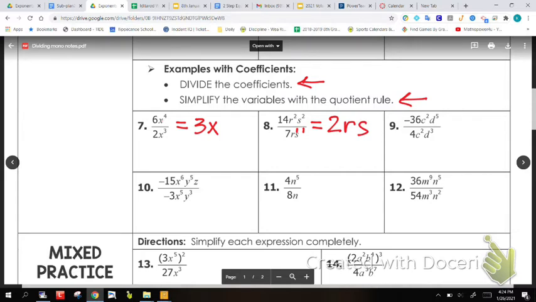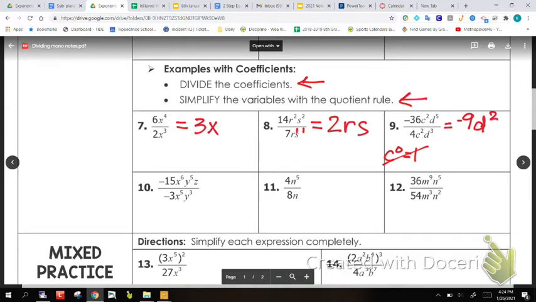Divide your coefficients. Negative 36 divided by 4 is negative 9. Now use your exponent rule. C to the 2nd divided by c to the 2nd is c to the 0, which is 1. And when you multiply with 1, it doesn't do anything, so we're done with that. D to the 5th divided by d to the 3rd. Subtract your exponents, it's d to the 2nd.